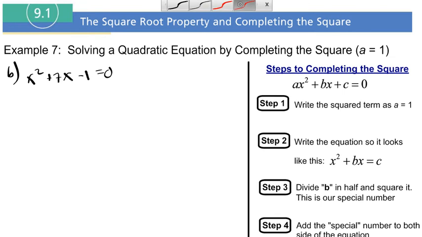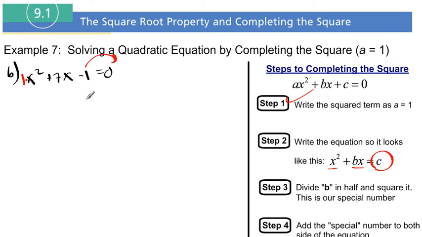Let's go ahead and just go through the steps, right? Step 1, write the squared term as a equals 1. Okay, so the a term is in front of x squared, and notice that it is a 1 already. It is a 1, so we can just do a little bing on step number 1. Step number 2, let's write the equation so it looks like this. And again, that means write the x squared and the x term on the left side and the c term on the right. So the x squared and the x term are on the left. That means I want to take this negative 1 and put it on the right.